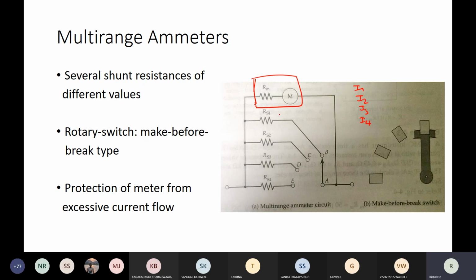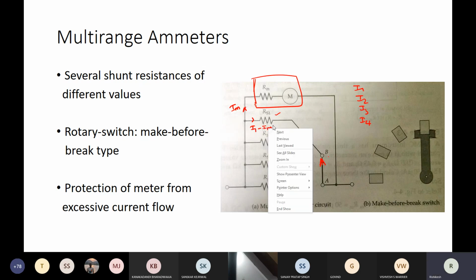So for I1 you have calculated RS1, then I2 RS2, I3 RS3, and I4. So in each case, when I1 is flowing, when the rotary switch, this is a single pole multiple throw switch, is at position B, then Im should flow through the meter, and I1 minus Im should flow through RS1.